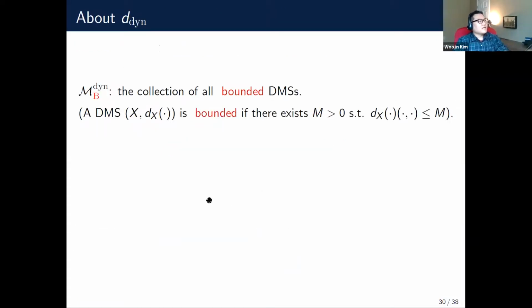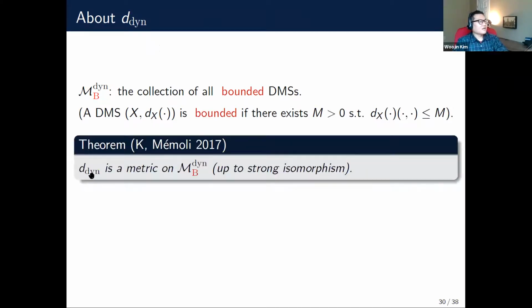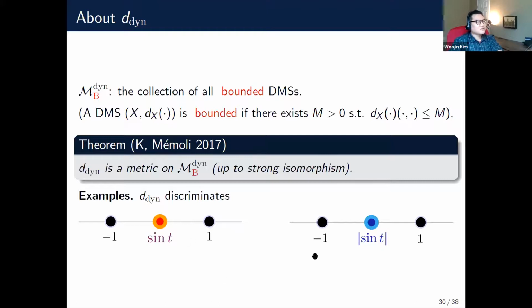Okay. Let's consider the collection of all bounded dynamic metric spaces. A dynamic metric space is called bounded if there exists a constant such that the distance between any two entities never exceeds the constant. Then the function we defined in the previous slide is really a metric on the collection of bounded dynamic metric spaces up to strong isomorphism. So specifically, we can discriminate these two time-wise isomorphic dynamic metric spaces because they are not strongly isomorphic.